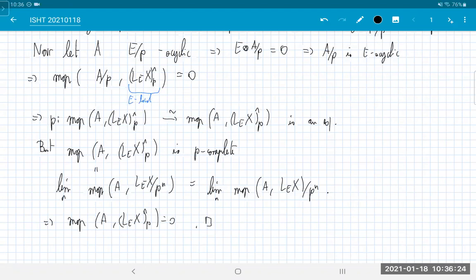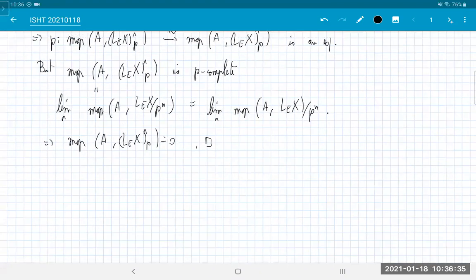Excuse me, this is probably a very basic question, but why does P-completion commute with this mapping thing on the second variable? I mean, why can you put the limit outside? No, the limit outside you can always put. The magic is I can put this fraction outside, actually.